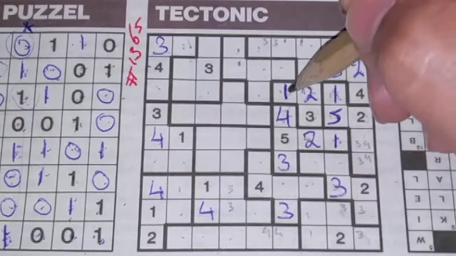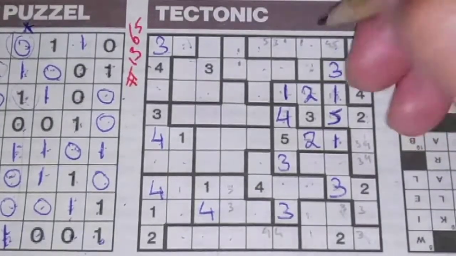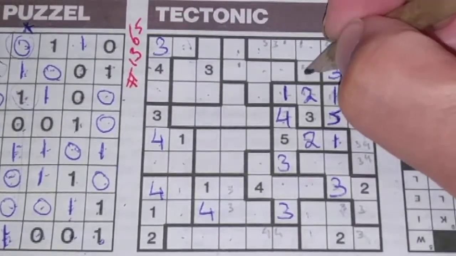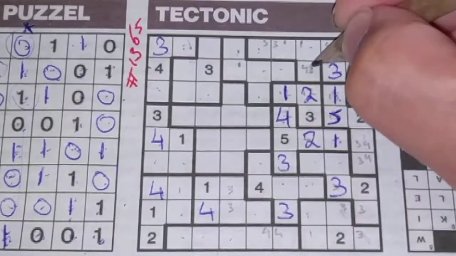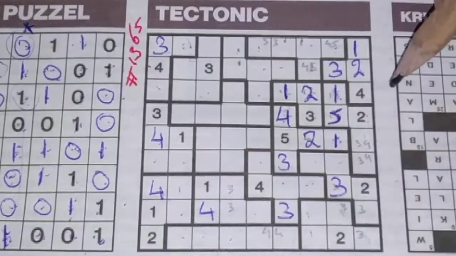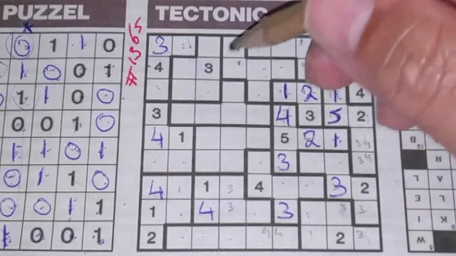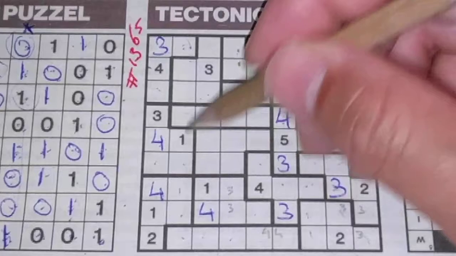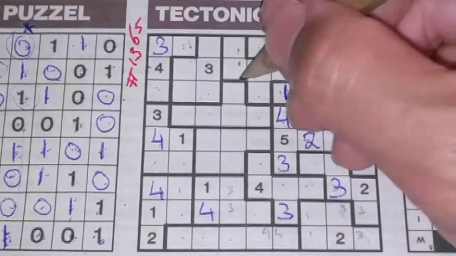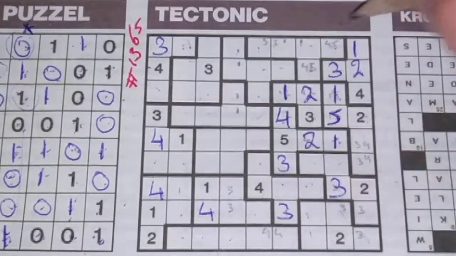This box cannot be a 1, cannot be a 2, cannot be a 3. So 4 and 5 are left. Up here. Alright. These 2 boxes cannot be a 1. That box cannot be a 1. So the 1 could be here or could be there.